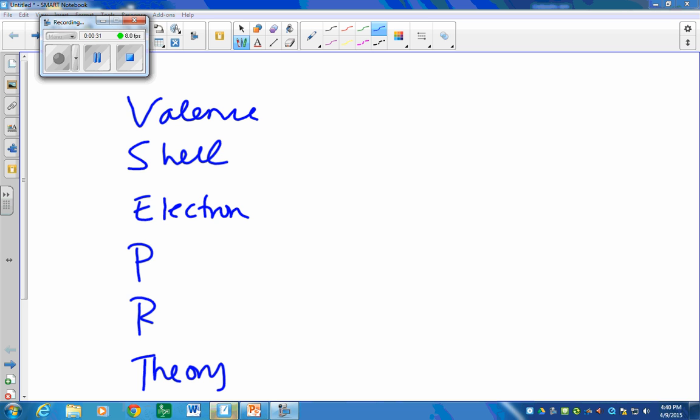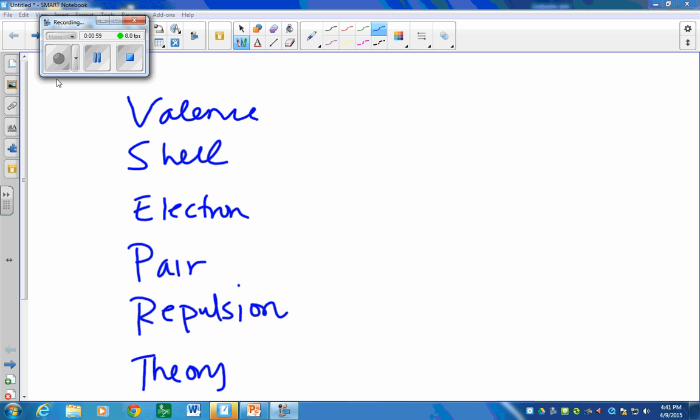electron, pair, repulsion theory. And basically what this theory says is that you can predict the molecular geometry of molecules in chemistry by the fact that the outlying atoms align themselves around the central atom in such a way as to get as far apart from each other as possible because they're repulsed by each other.